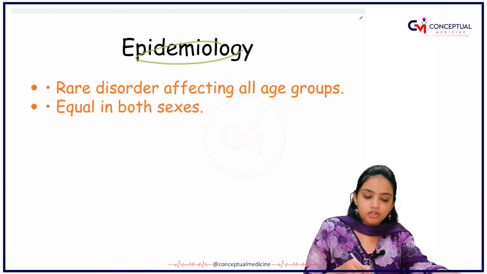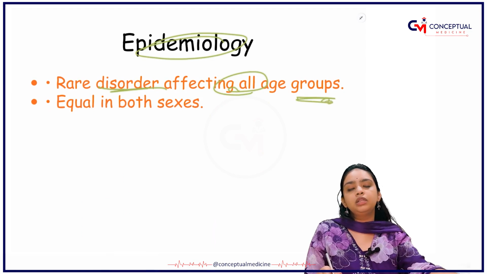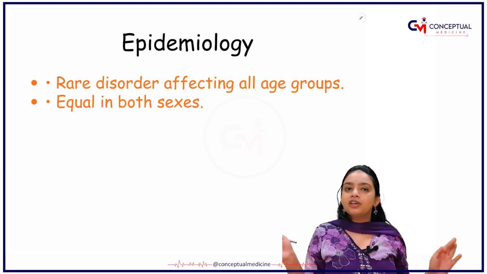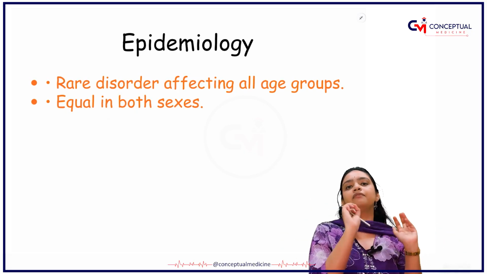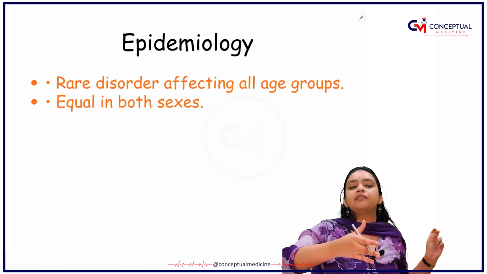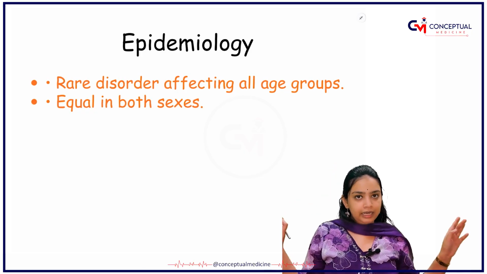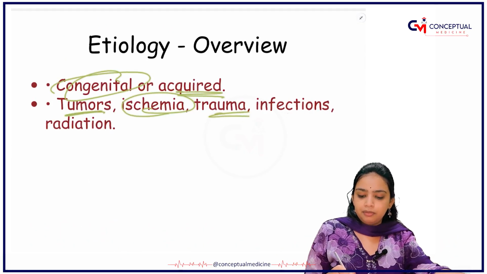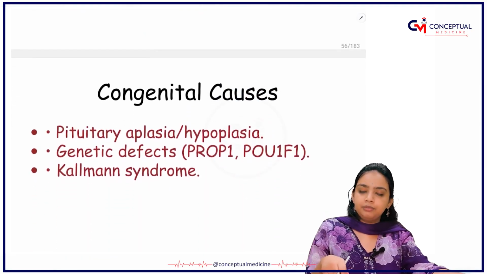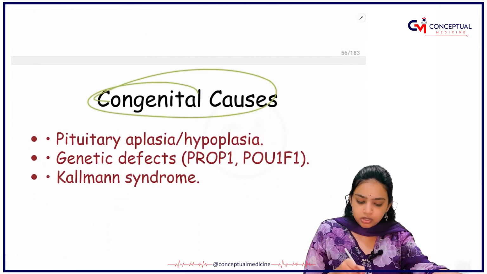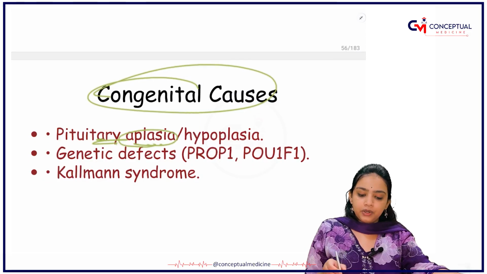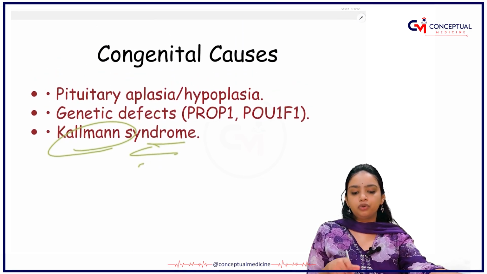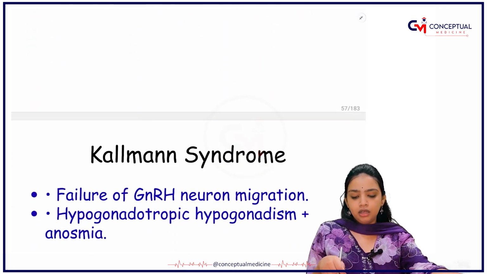If I talk about the epidemiology, then it is a rare disorder affecting all the age groups. All the age groups are equally affected in this, and we are not biased, so we affect both males and females. We are not just that we will affect females only, we will affect male only. Nothing like that. We will affect both. Okay. It is congenital or acquired. There can be tumor, ischemia, trauma, and infection that can cause it. If I talk about the congenital causes, you have first thing called pituitary aplasia. Then there can be genetic defect and there can be Kallmann syndrome, which these are basically the congenital causes.